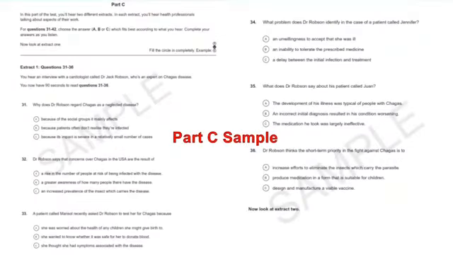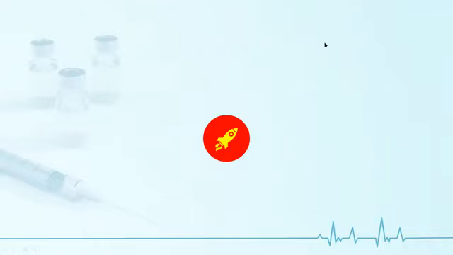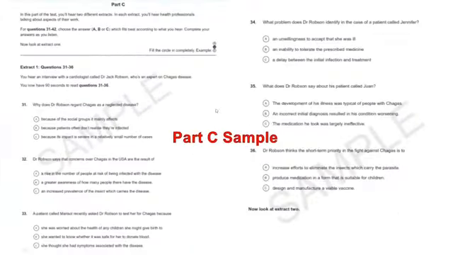Okay, the last thing regarding part C sample, this is the introduction of part C, and these are the first 6 questions. Time management in part C. Let's go back to the previous slide. Here there will be a time gap between the introduction and the first question, but there is no time gap between this question and the next question and the next question and so on. So the provided time gap is just between the introduction and the start of all these 6 questions.